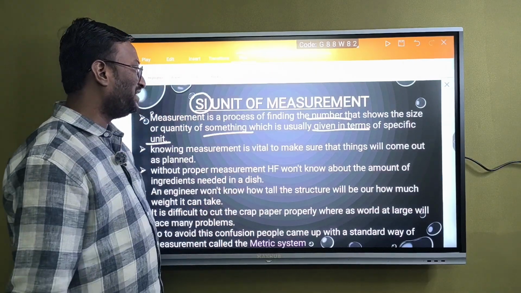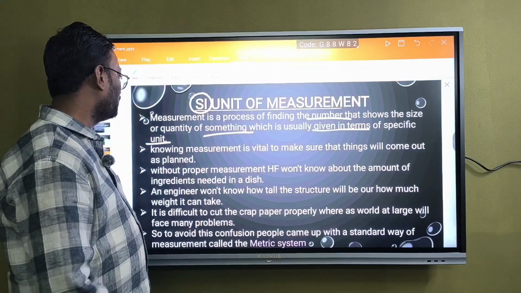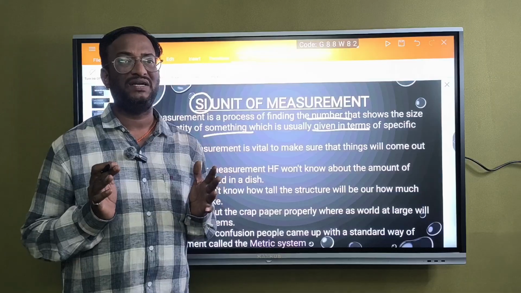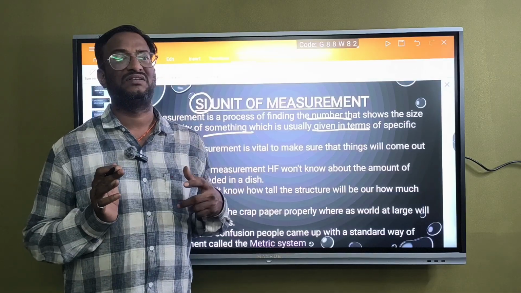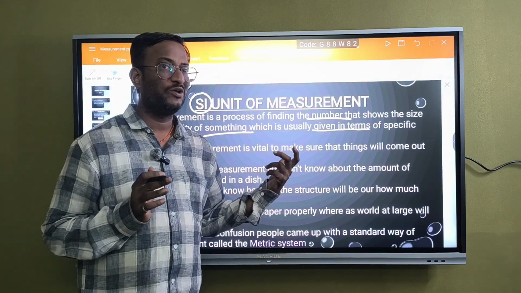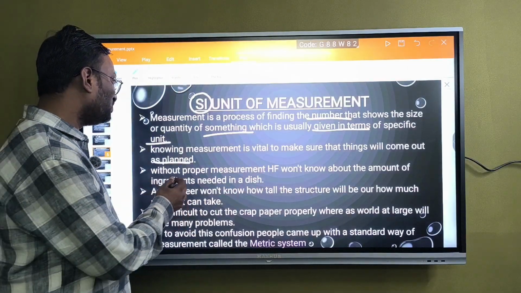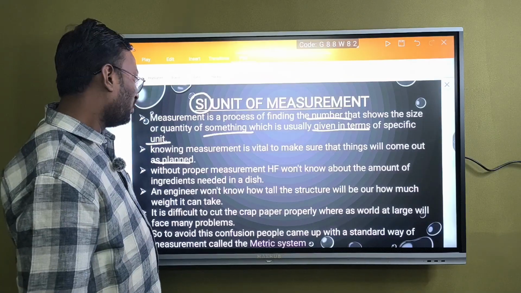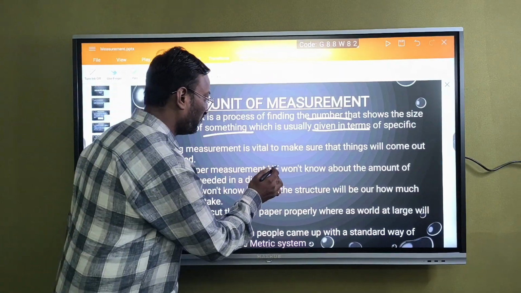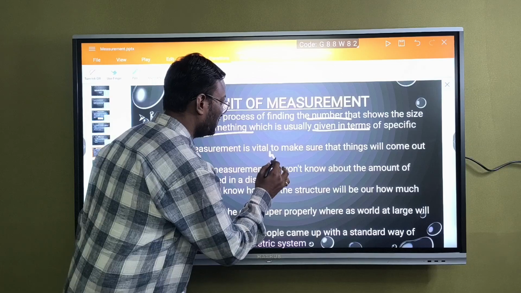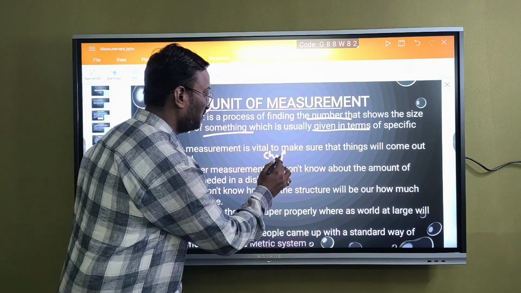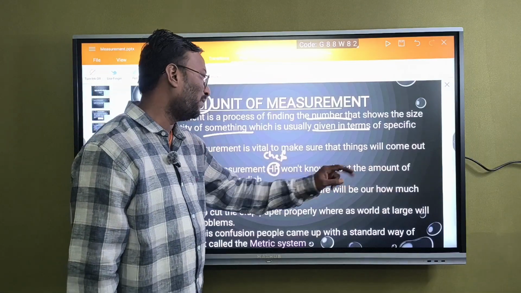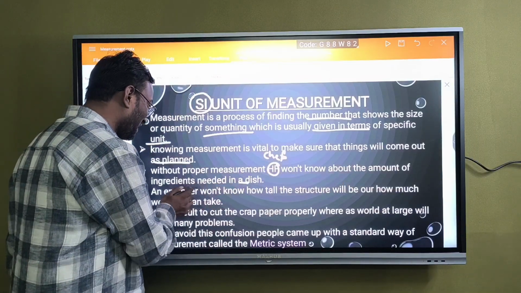Knowing the measurement is vital to make sure that things will come out as planned. If you know the exact measurement, we can have some plans. Let me give you a few examples. Without the proper measurement, a chef won't know the amount of ingredients needed in a dish.